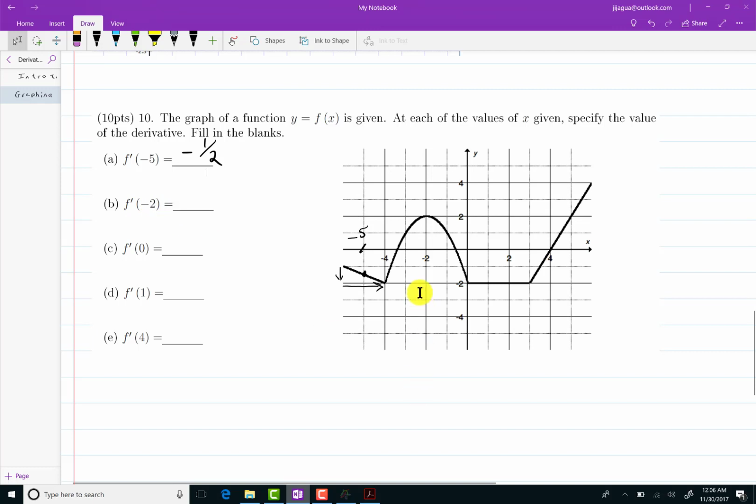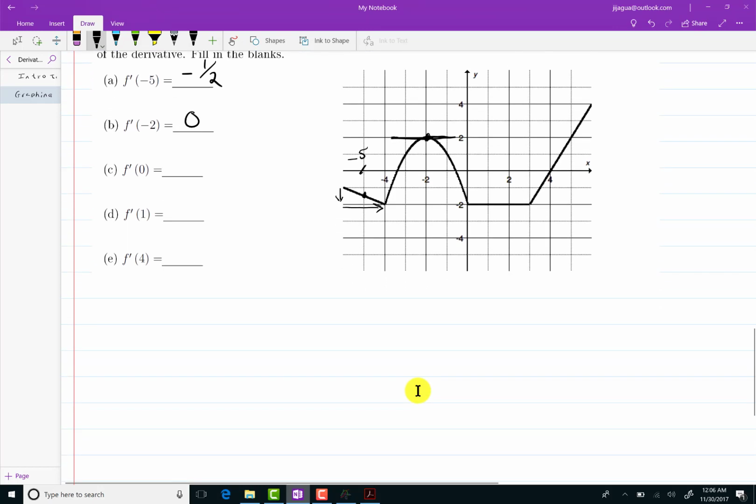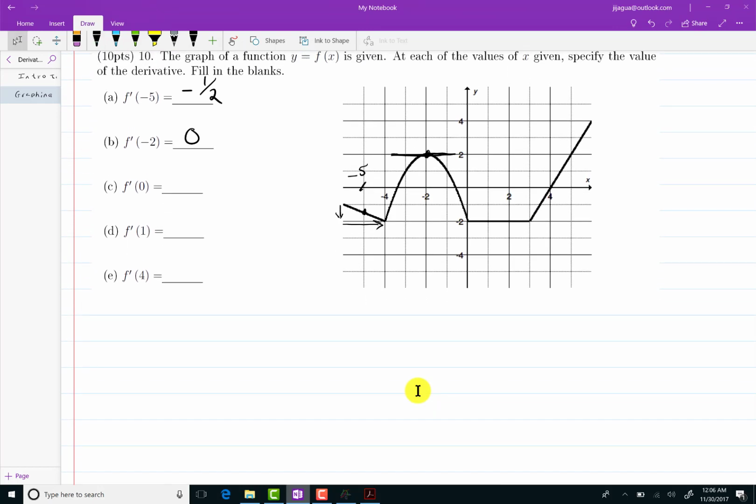Now the next one, f prime of negative 2. So here's negative 2. Here we are. Here's the graph. Let me put my dot at negative 2. I'll try to make it big enough so you can see where I'm messing around at. Well, this is easy because the graph of this tangent line is horizontal. Horizontal tangent lines have slope 0. Easy enough.